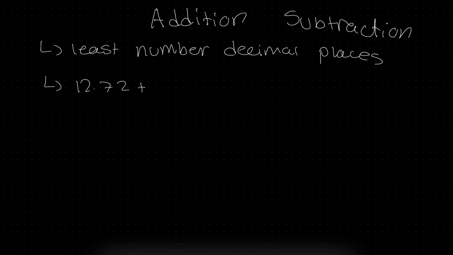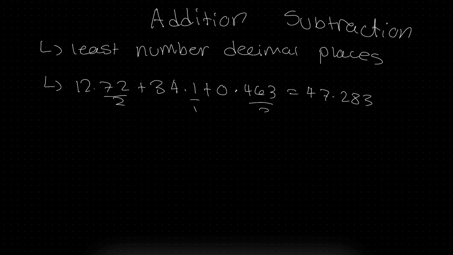For example, 12.72 plus 34.1 plus 0.463 is equal to 47.283. Now let's see how many decimal places each one of these has. 2, 1, 3. So this one would have 1 decimal place, which would turn it into 47.3. So we have to see if it rounds up or down. 8 is greater than 5, so this 2 turns into a 3. So 47.3 is our answer.